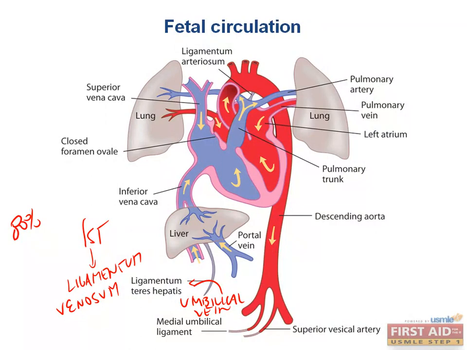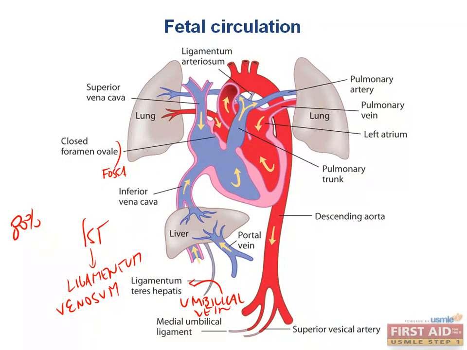Alright, what about the foramen ovale? It will close off and just leave a nice little concavity, which is called the fossa. Remember, the foramen ovale closes off, with a small concavity called the fossa ovalis.